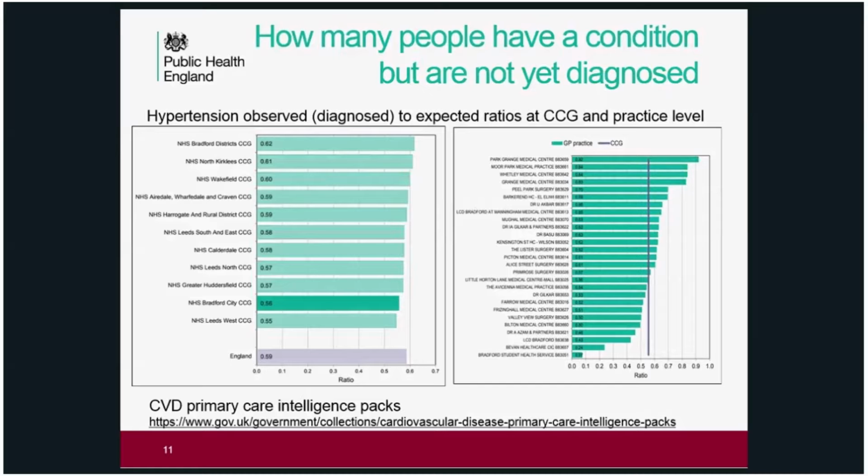And looking at it at that low level can help you answer the question: which practices are doing well or which ones could perhaps improve? There's a large variability in the observed to expected ratio at practice level, in this case between 10 and 90%. And there'll be reasons for that that you will know locally. For example, the ones at the bottom with a low case ascertainment might be university practices where you'd expect there to be fewer people with hypertension.